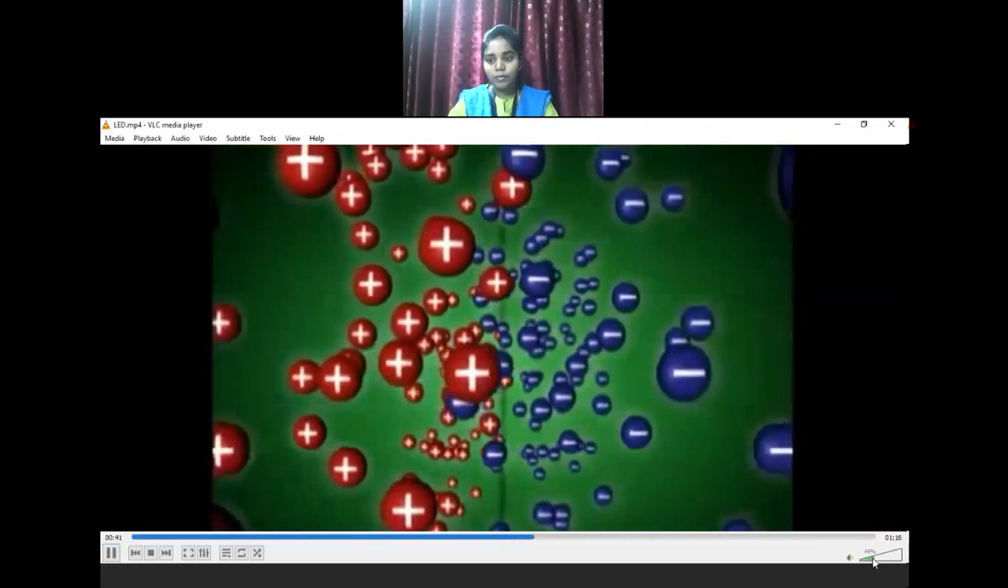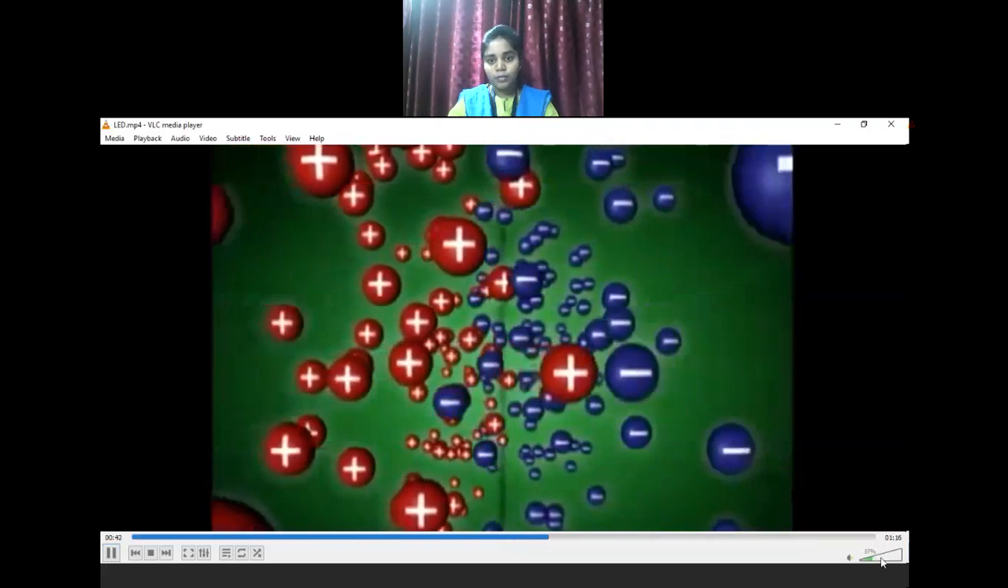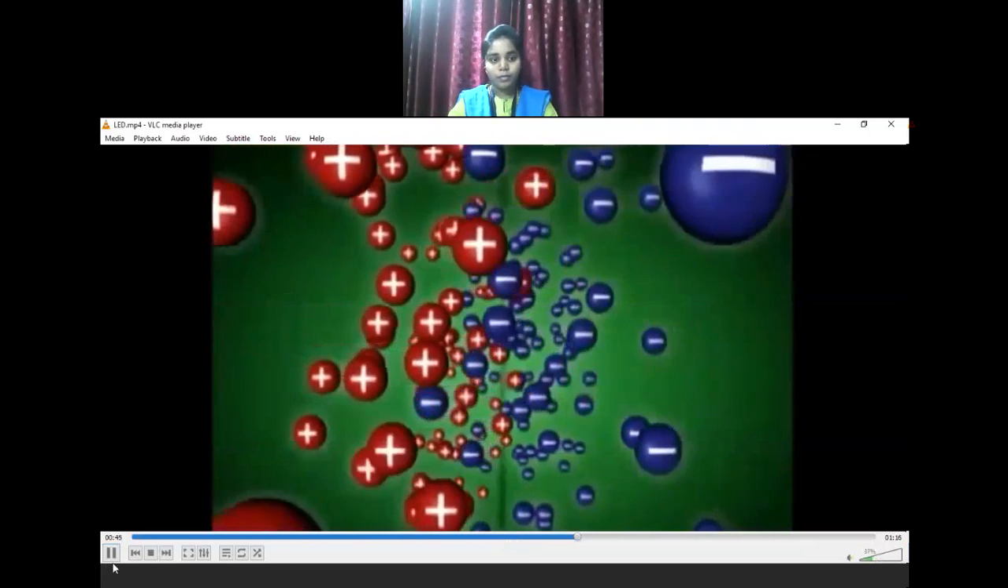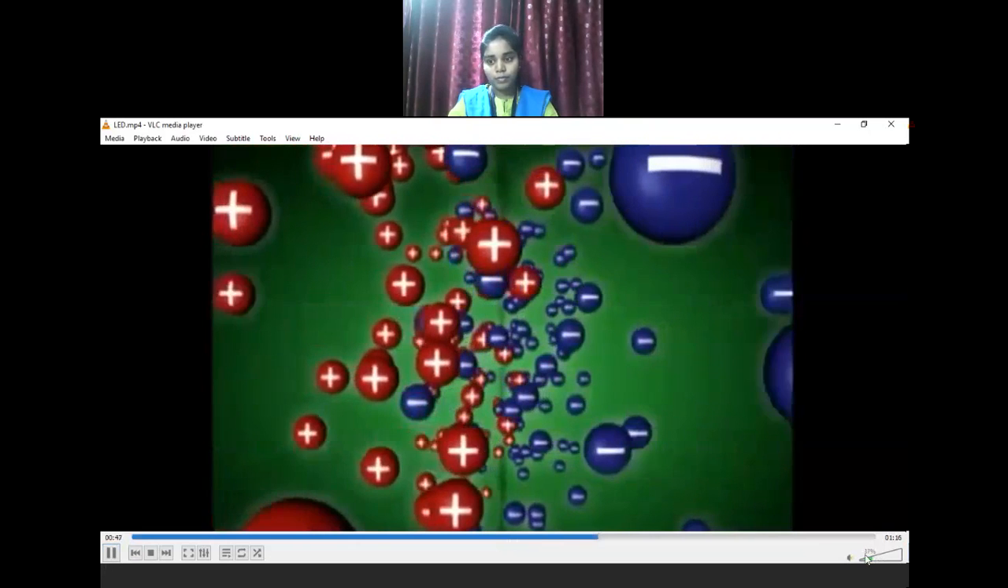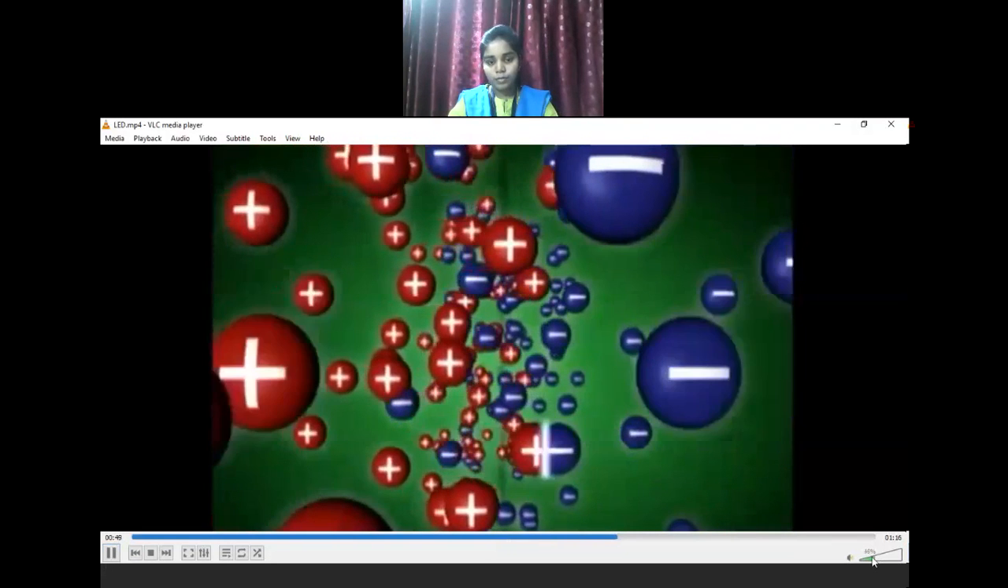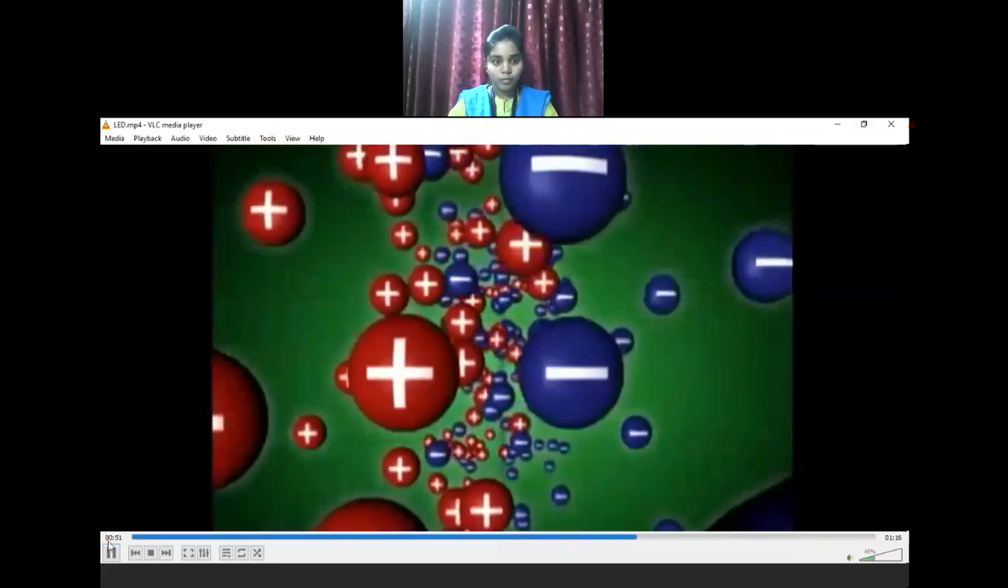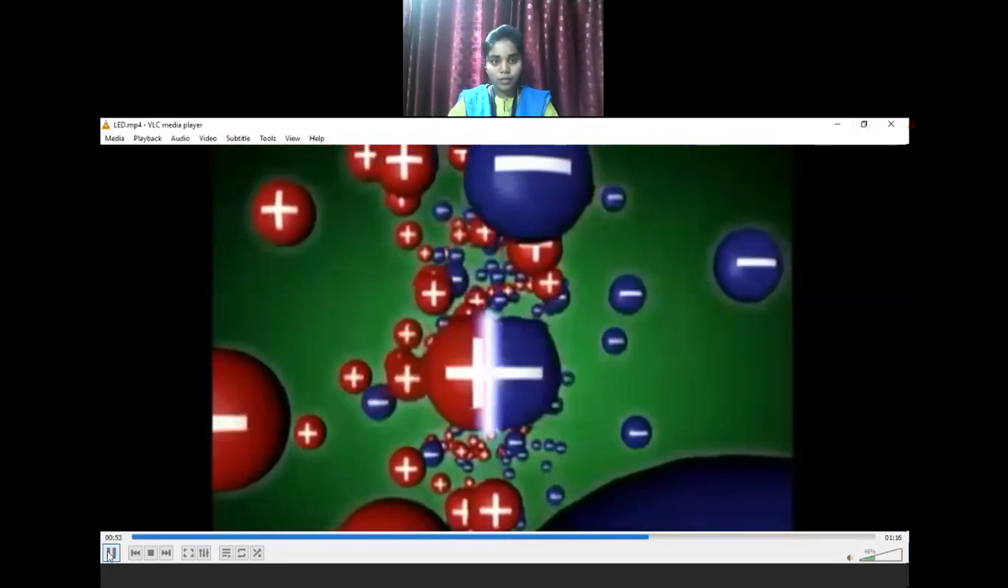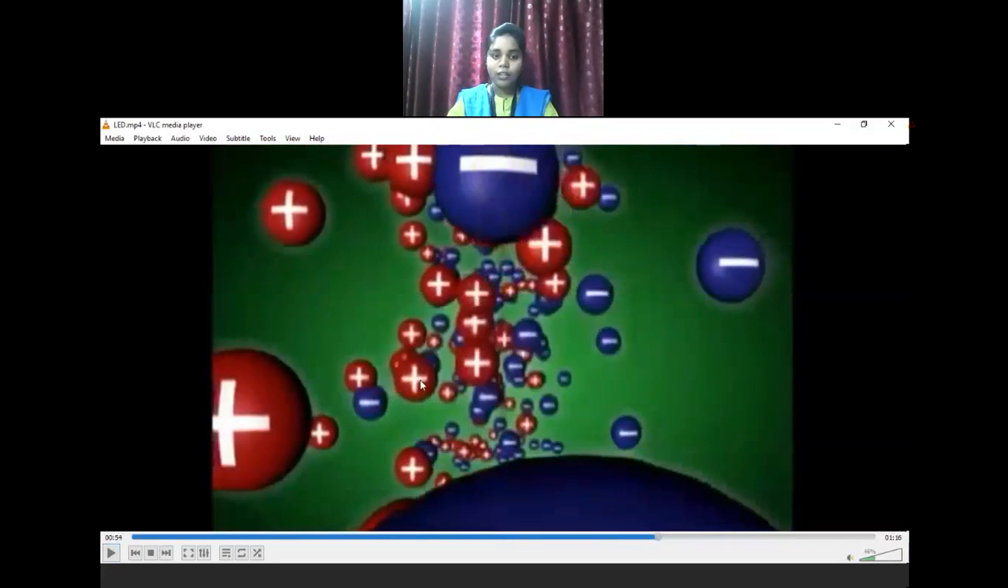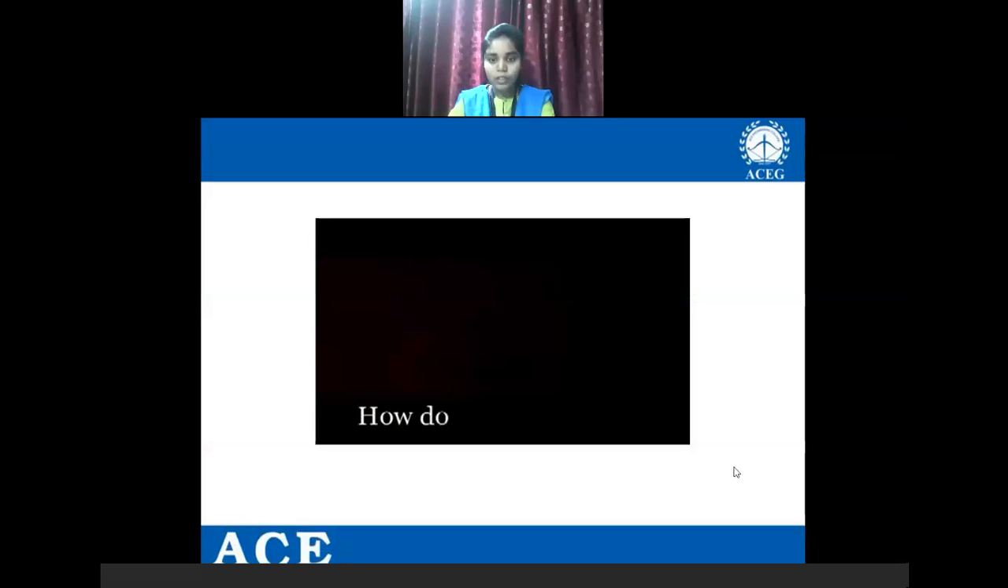The electron must lose energy to combine with the hole. This energy is released in the form of a photon, or unit of light. The amount of photon energy released determines the frequency or color of the light. Now here we have seen how light energy is generated when an electron is combining with the hole. Clear? Now let us move on to the next slide.